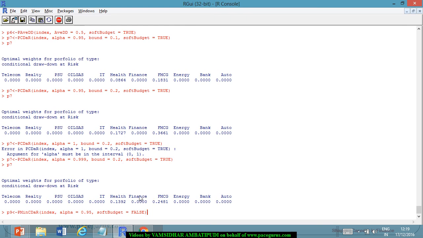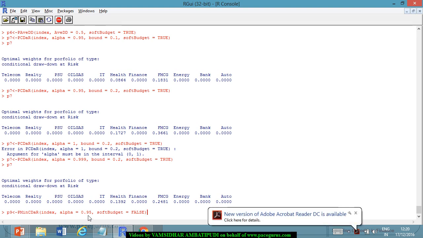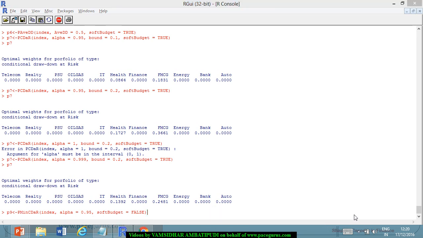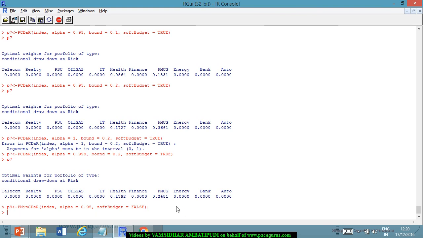I'm looking at portfolio minimum conditional drawdown at risk, P min CDaR. Index is the price data. Alpha is the confidence level. Let's say I'm going with 95% confidence, and the soft budget is being set as false. In that case, I require 100% allocation altogether if it is set as false. So let's see how it works.